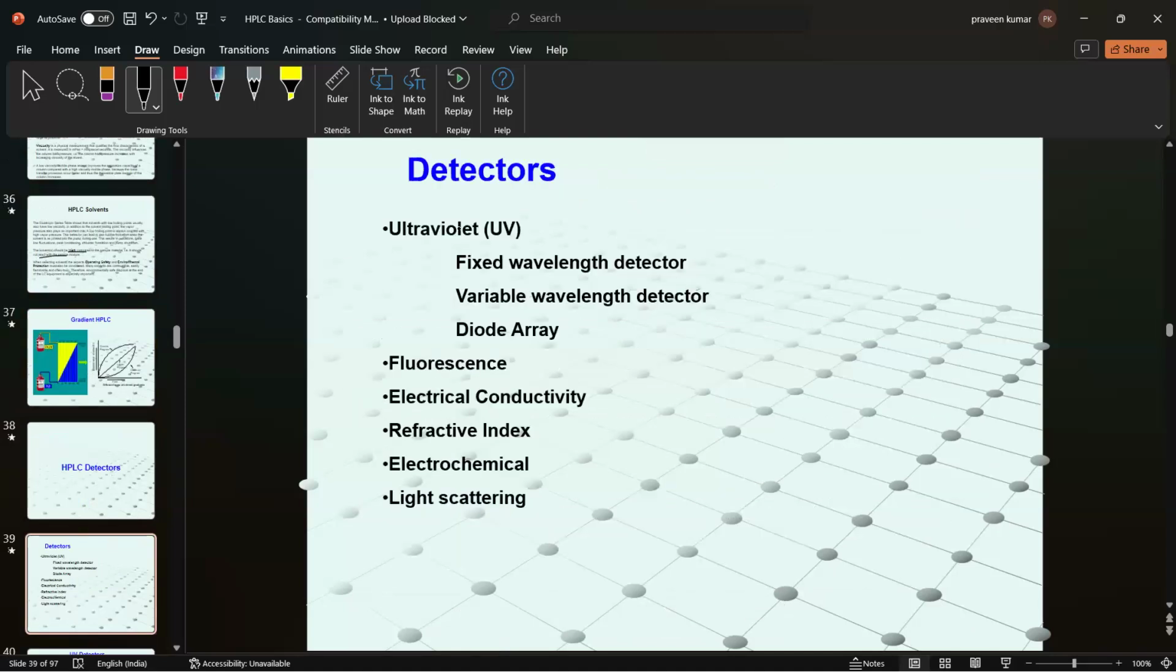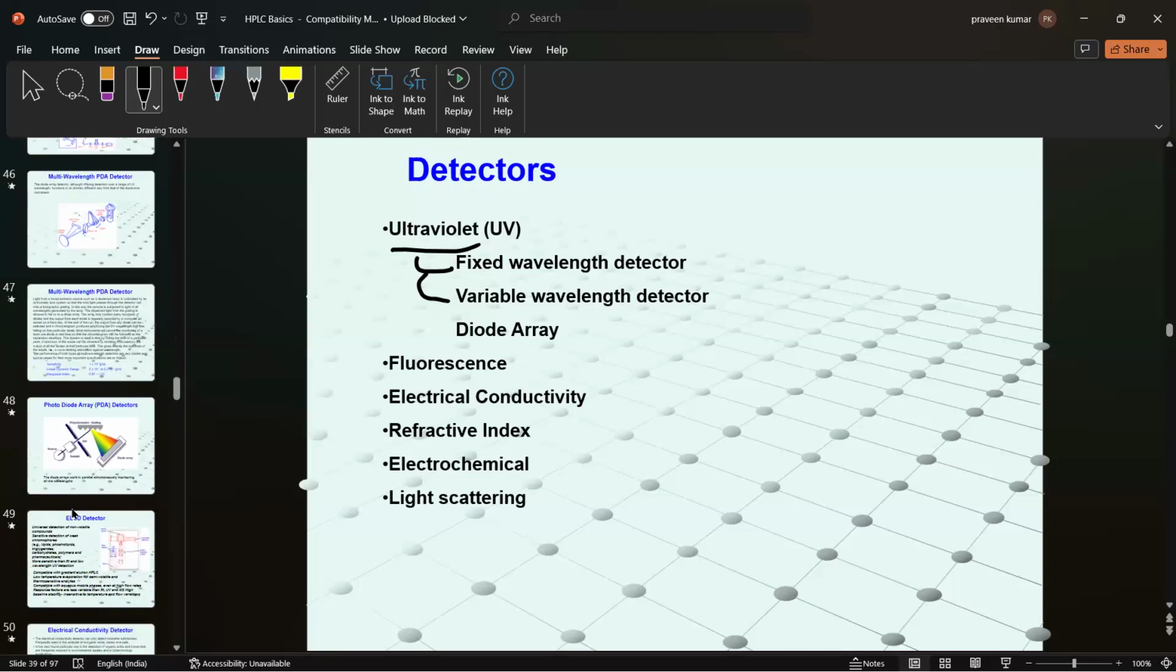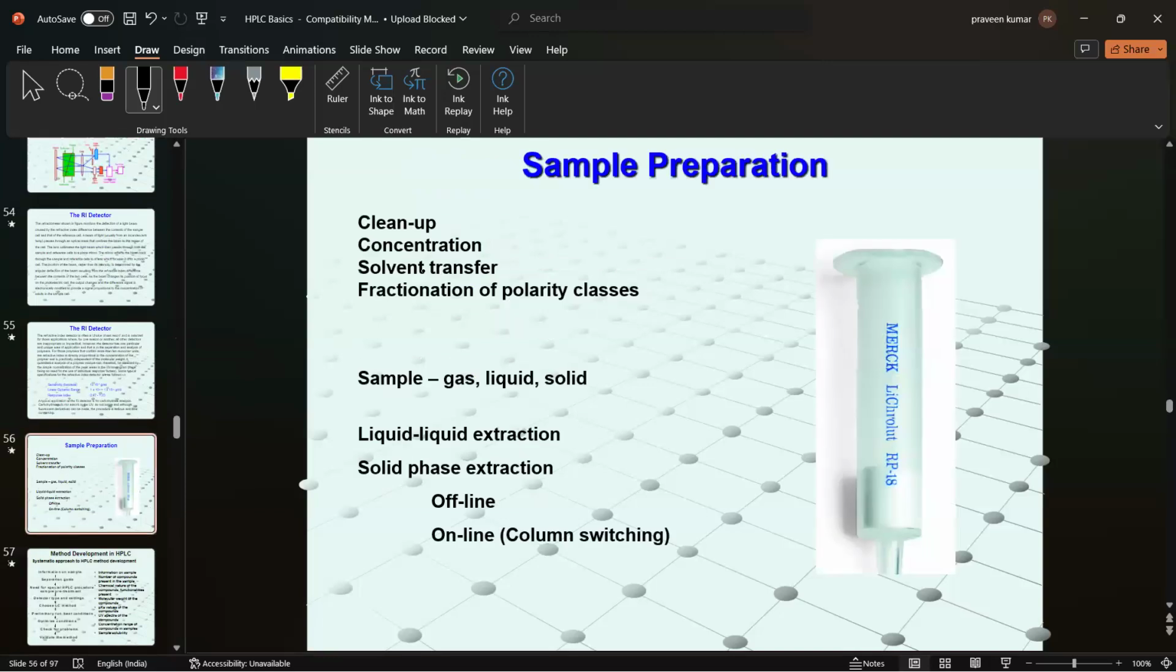So these are the different types of detectors which are used, which include the UV detector, which is of fixed wavelength and variable wavelength. Another one is the diode array. The other detectors which are used are the fluorescence detector, electrical conductivity detector, and refractive index detector. So these are the important different types of detectors which are basically used in the HPLC. I will not go into the details of these detectors because the basic principles remain the same. But the refractive index detector is the most widely used.